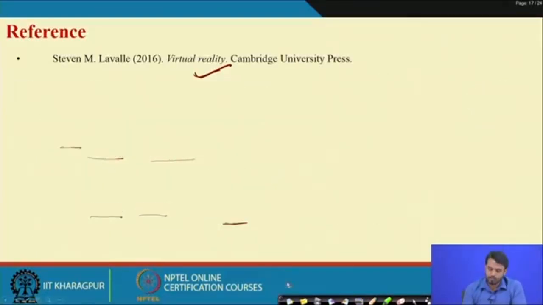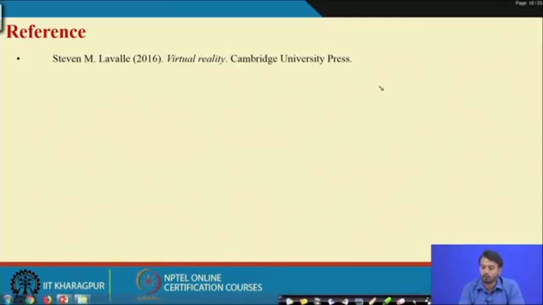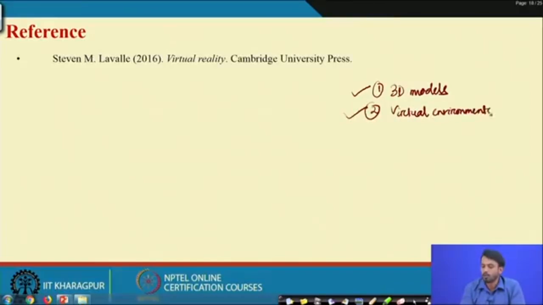In this lecture, first we will see how the 3D models are created, because our main focus will be 3D models. Then our second focus will be on the development of the virtual environment, in which all the 3D models will be incorporated and the virtual environment will be created. And the third one is the interfacing between the user and the virtual environment.